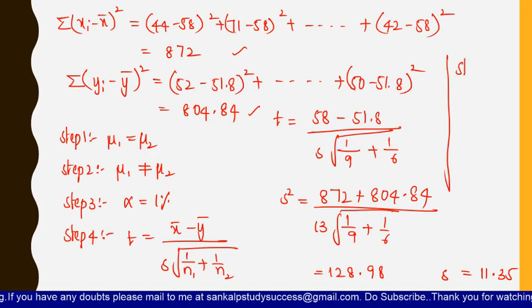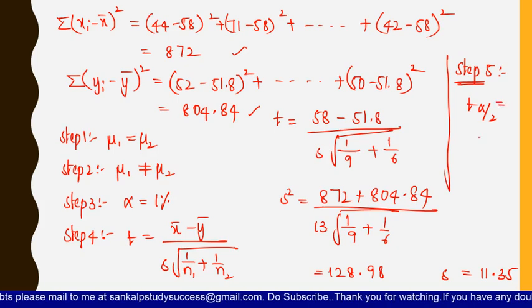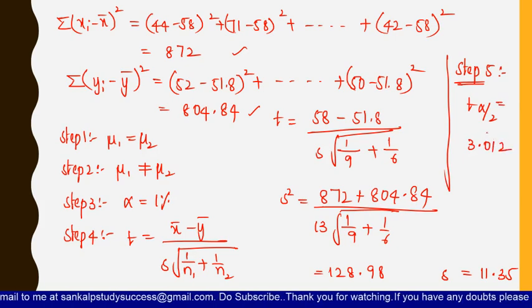Now we have to check whether the null hypothesis is accepted or rejected. Here the t alpha by 2 value, from the t distribution table, is 3.012. But what is the value of t? Oh, we didn't find the value of t yet, right? So here 11.35 is the value of s. This value we have to substitute in the place of s here. If you substitute the value of s here, then you will get the t value as 1.036.